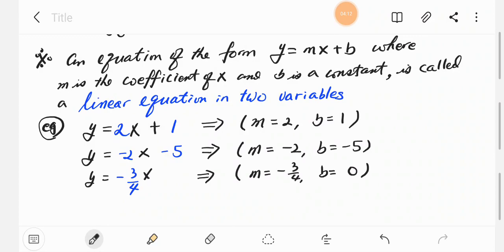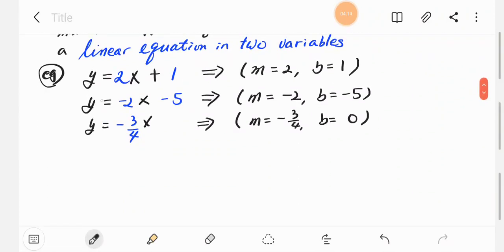Can you see it? So there are three linear equations in two variables, and these two variables are x and y. Usually we use y on the left-hand side and x on the right-hand side. The coefficient of x is m, and the constant part is the one plus something or minus something. So they are the constants.